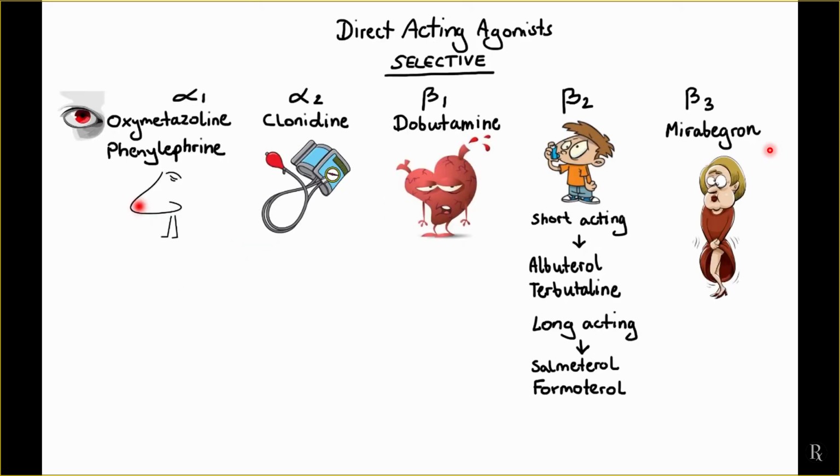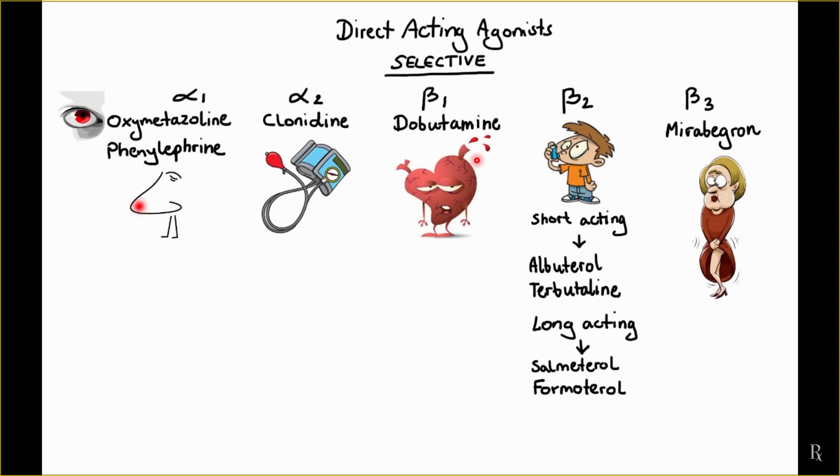So depending on the dose there will be different action of dopamine. Then if we look at the direct acting agonists that are non-catecholamine, we have oxymetazoline and phenylephrine, which are alpha 1 selective agonists indicated for the running nose and also used in ophthalmology to treat red eyes. Then the alpha 2 agonist clonidine is a centrally acting agonist that decreases blood pressure.